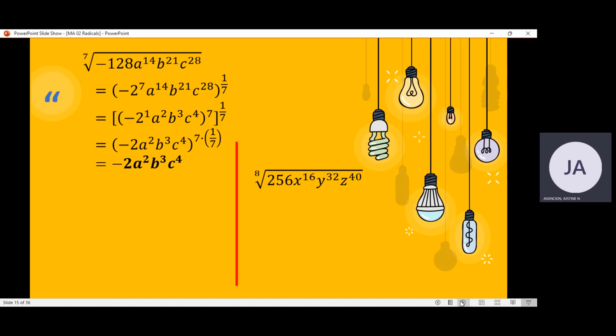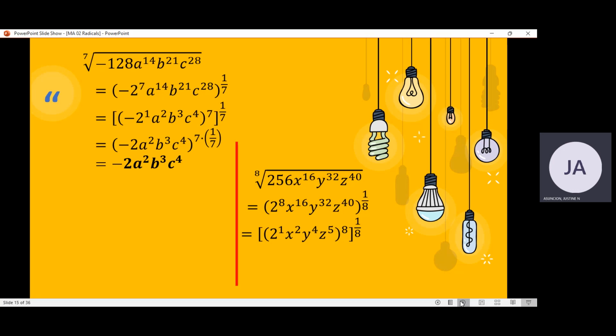And then another one, the eighth root of 256 x raised to 16 y raised to 32 z raised to 40. Okay, so same procedure, fractional exponent. So 256 can be expressed as 2 raised to 8. And then again, eighth root, so that's 1 over 8 as our exponent. And then again, reverse power to a product here. So 2 raised to 1, x squared, y raised to 4, z raised to 5. And then quantity, and that's raised to 8 raised to 1 over 8. And 8 times 1 over 8 is just simply 1.